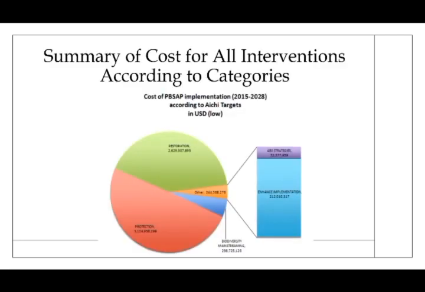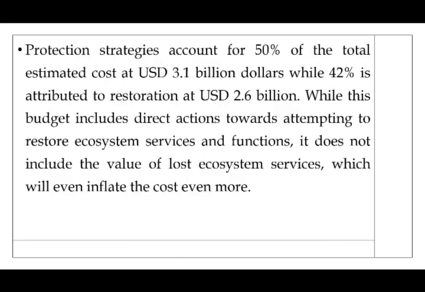This slide shows us the summary of cost for all interventions according to categories. Protection strategies account for 50% of the total estimated cost at $3.1 billion, while 42% is attributed to restoration at $2.6 billion. While this budget includes direct actions towards attempting to restore ecosystem services and functions, it does not include the value of lost ecosystem services, which will inflate the cost even more.